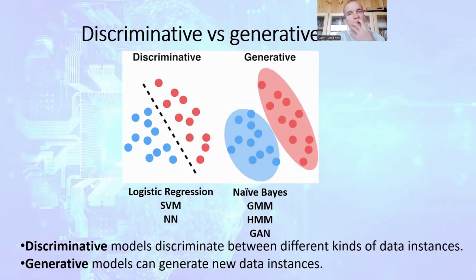Also, I would like to mention that in machine learning, we distinguish discriminative and generative models. Discriminative models discriminate between different kinds of data instances, but generative models can generate new data instances. And there are typical representatives of each class. For example, for discriminative, we can put into this class logistic regression, support vector machine, neural networks, and naive Bayes. Gaussian mixture models, hidden Markov models, and generative adversarial networks belong to the class of generative models.